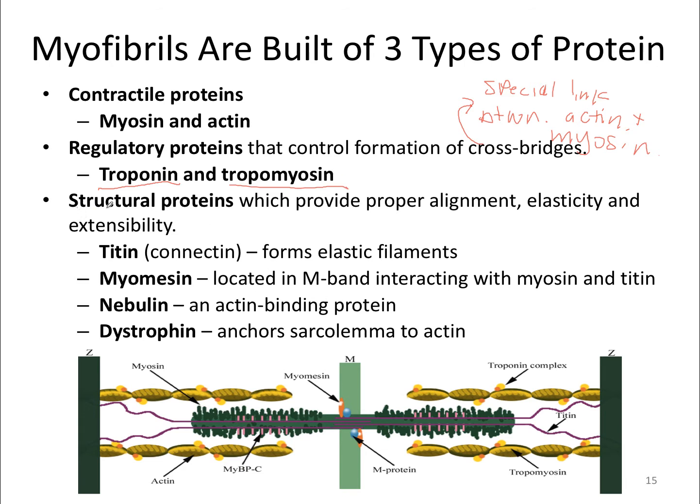Structural proteins are those which provide proper alignment, elasticity, and extensibility. So with respect to alignment, we've got the M line, which includes myomesin, as I mentioned previously, and the Z disc, which is made of its own stuff. So these provide the edges and middle of the sarcomere. There is also titin. You may see titin referred to as connectin. These are interchangeable terms, so you can use either, and you may see me use either. So this forms elastic filaments that link the Z disc to the thick filament to keep it on track.